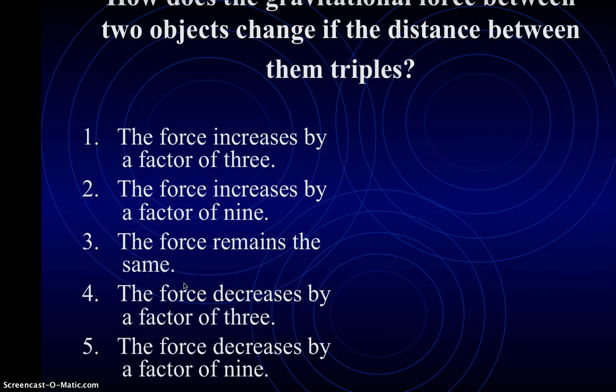So, how does the gravitational force between two objects change if the distance between them triples? Well, here are our choices. Does the force increase or decrease? First of all, think about that. And then, by what factor? Remember that the force of gravity is 1 over distance squared. So as the distance goes up, we should keep in mind that the force should go down, but it will go down by a factor of 3 or a factor of 9. The answer is a factor of 9, because the distance is tripling, but if we square the triple, that gives us 9.